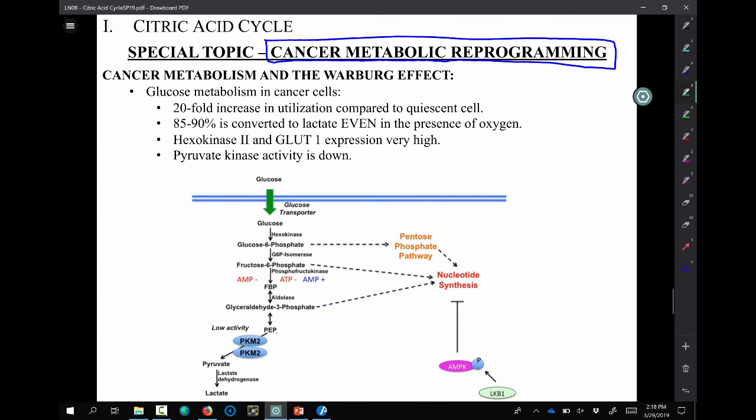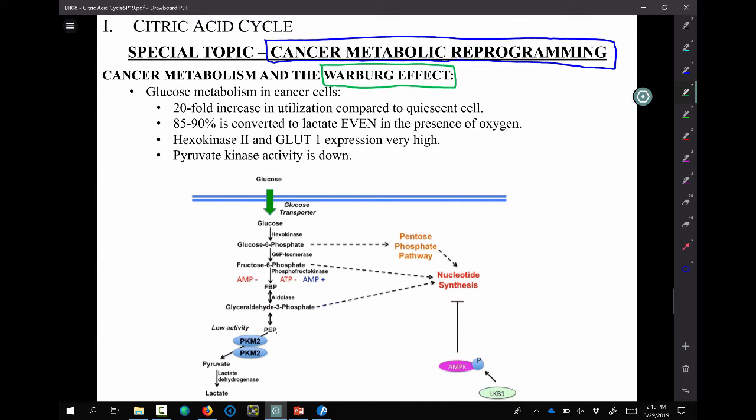But one of those things that we want to think about is the Warburg effect. Many of you have probably heard of the Warburg effect. This was discovered by Otto Warburg in the 1930s. We've known about this for almost a century, that cancer cells absorb significantly more glucose than your normal quiescent cell. Not only that, but they will also spit out significantly more lactate than your typical cell will do.